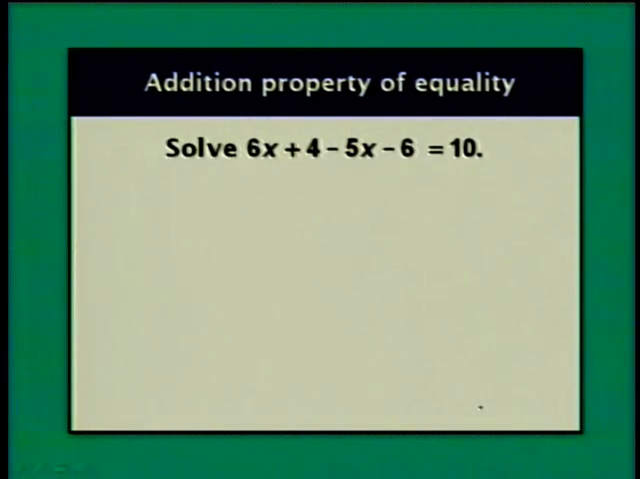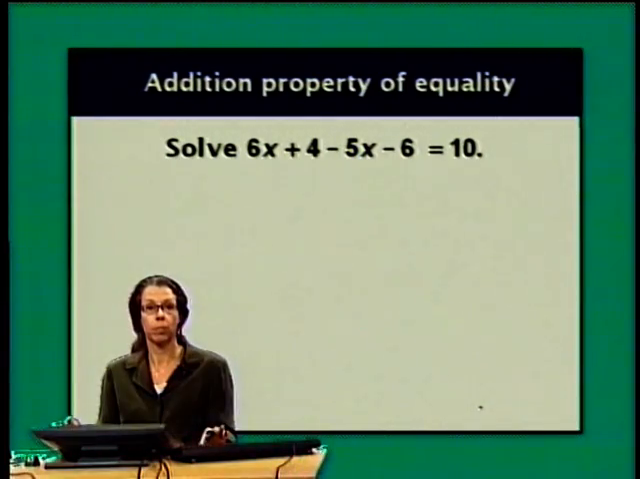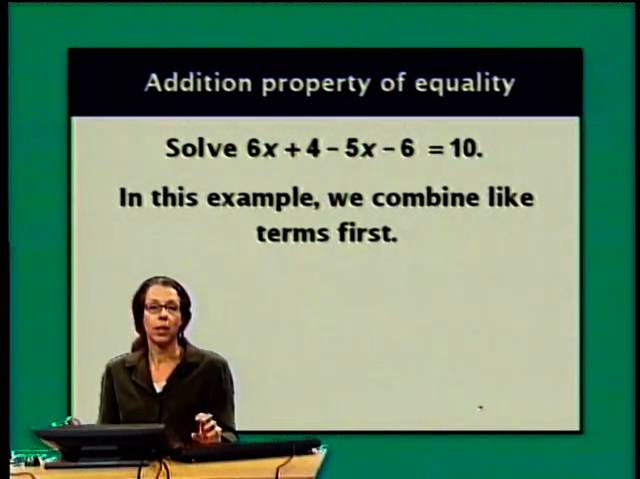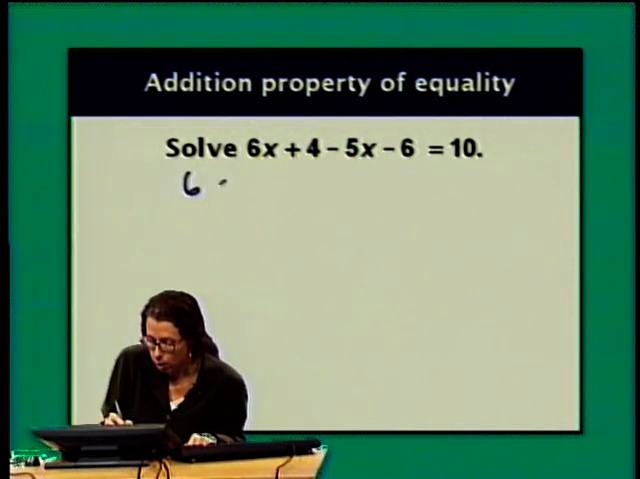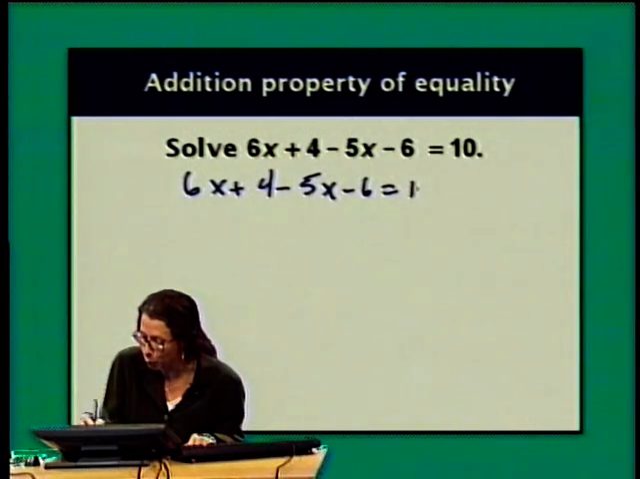Now here's an equation that looks a lot more complex than the ones that we were just solving. In this example, we're going to combine like terms before we use the addition property of equality. So I'm going to start by writing down my equation.